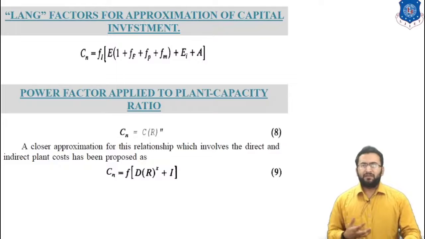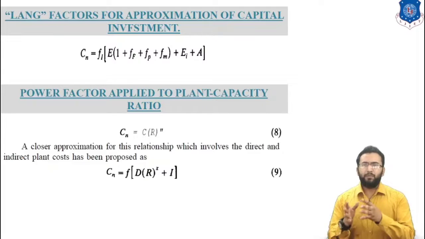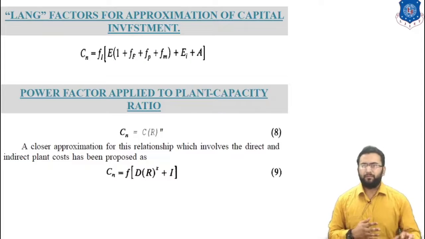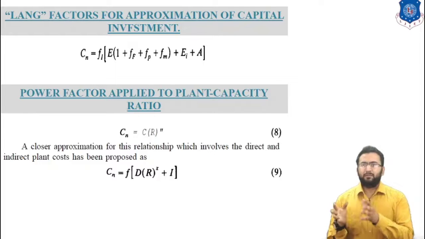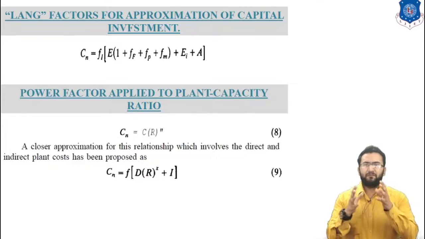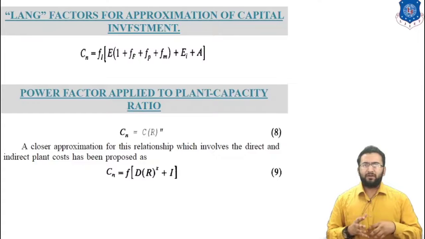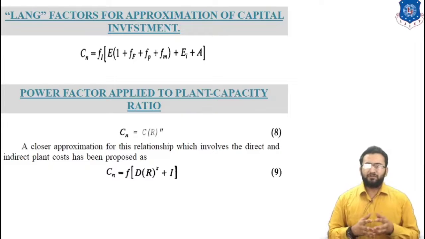So this figure can be calculated by this equation: Cn is equal to F1 in the bracket E in the bracket 1 plus Ff plus Fp plus Fm plus Ei plus A. Now let's talk about the next method, which is the power factor method, or we can say power factor applied to the plant capacity ratio. This method for order of magnitude estimation relates the fixed capital investment of a new process plant to the fixed capital investment of a similar previously constructed plant by an exponential power ratio.